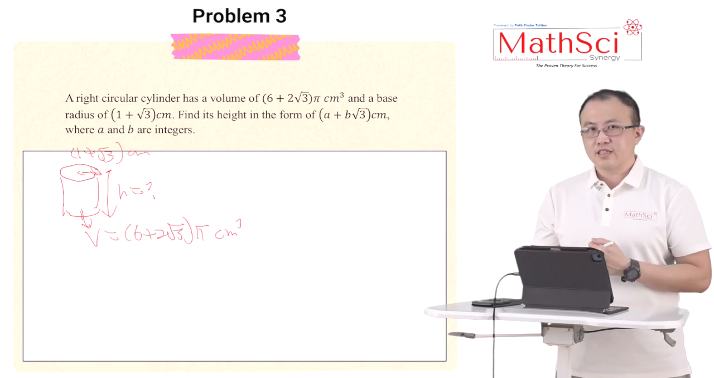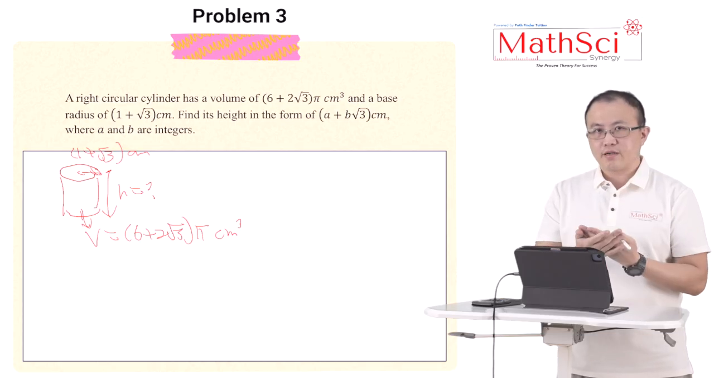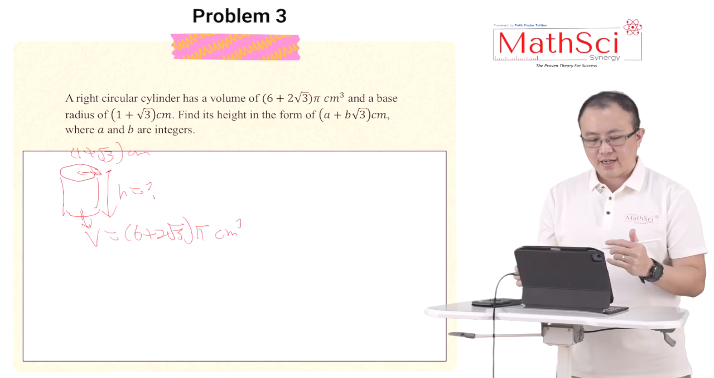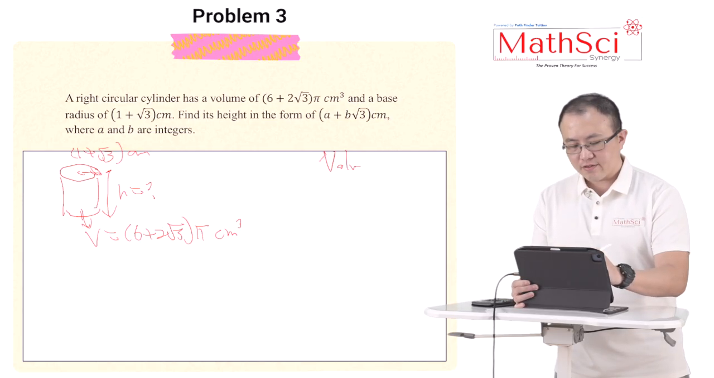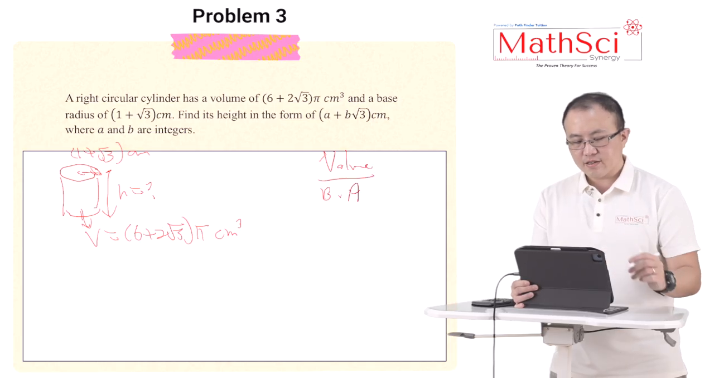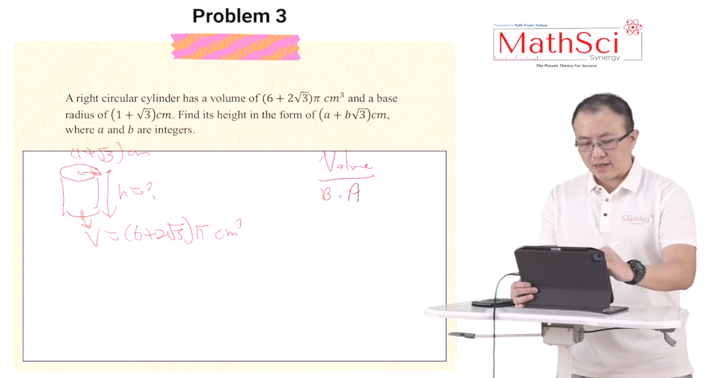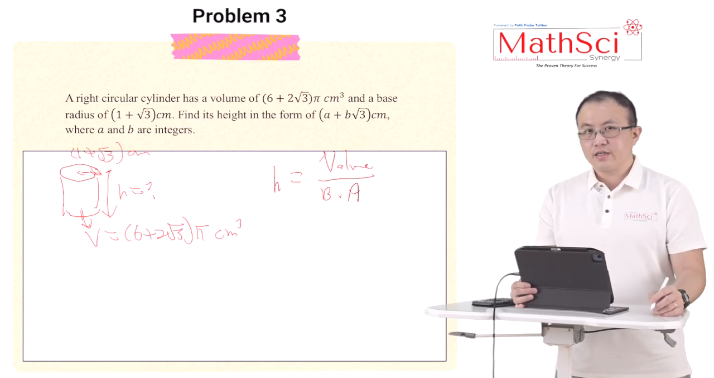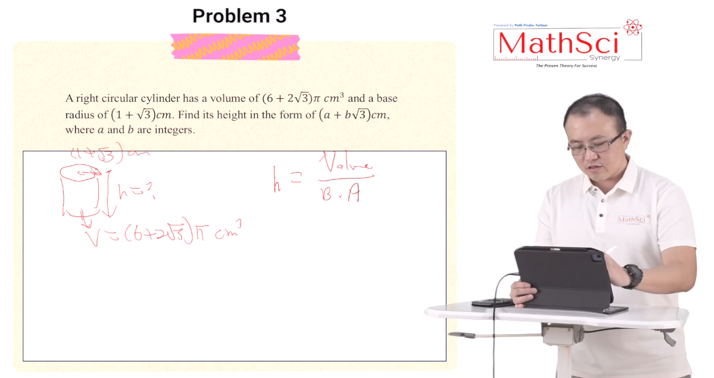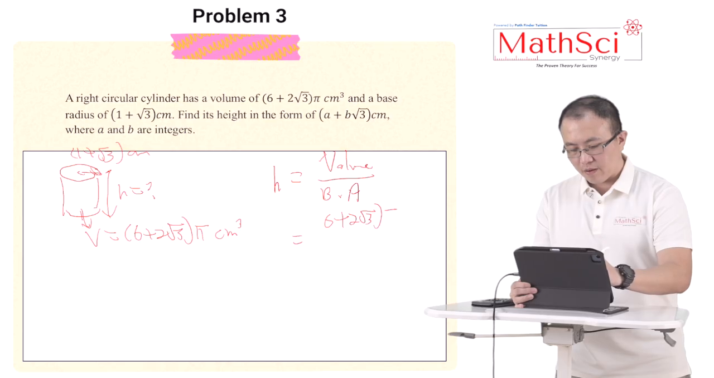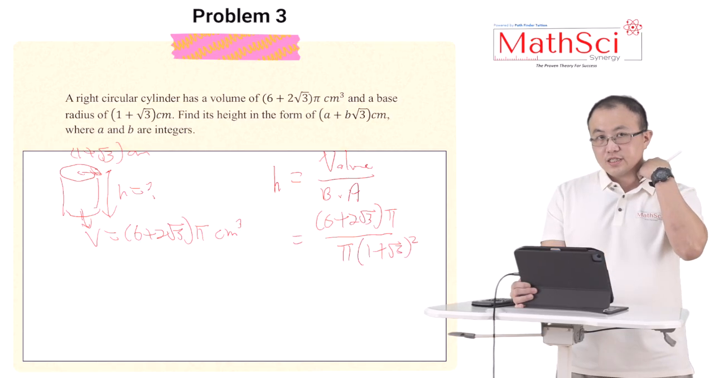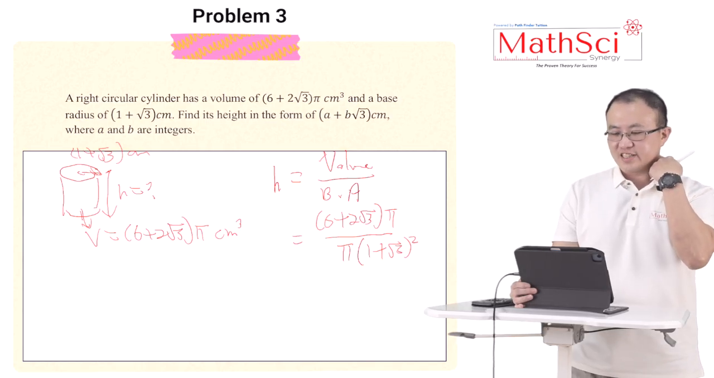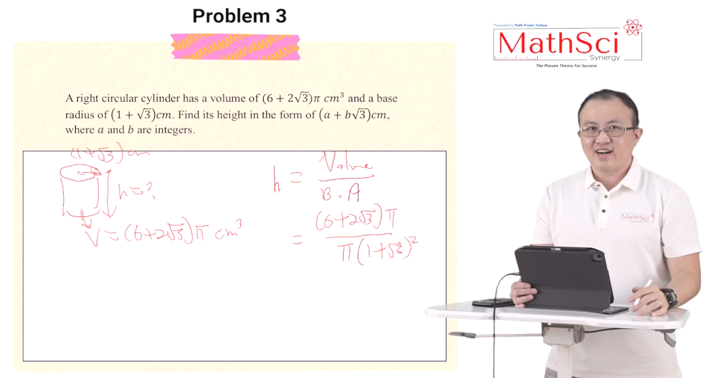Remember that for a cylinder, the volume is the base area times the height. So now I want to find the height. I should be doing volume over base area to find my height. Base area in this case, because it's a circle, is pi r square. So we're going to put it in now. 6 plus 2 root 3, with the pi outside, then the bottom will be pi r square. So the r square will be (1 plus root 3) bracket square. Notice that the pi, that maybe initially you were thinking, wow, got pi, how to do it? Now we can actually remove the pi.